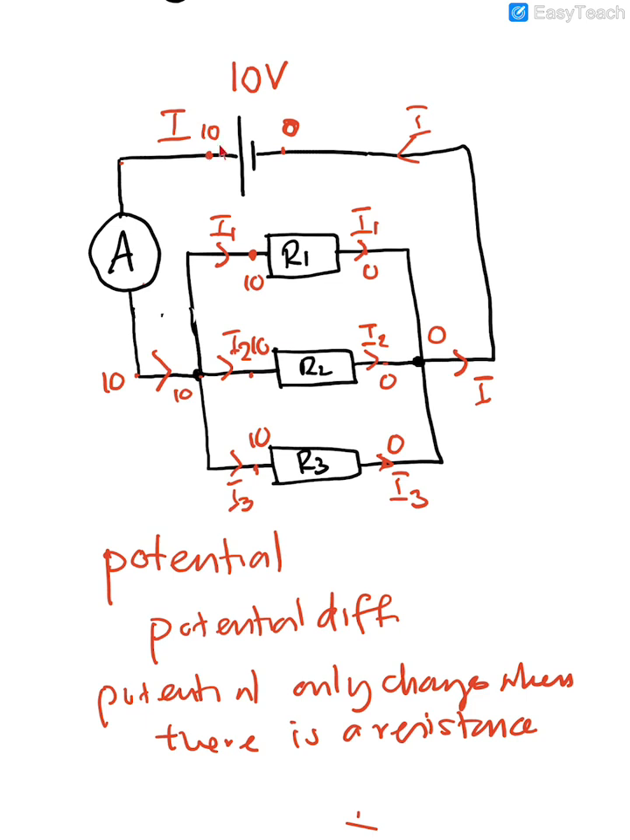So does it affect the potential? Here is 10. Will this still be 10? Yes. Why? Because an ammeter has very, very low resistance, negligible resistance. Okay, so it doesn't affect the potential.